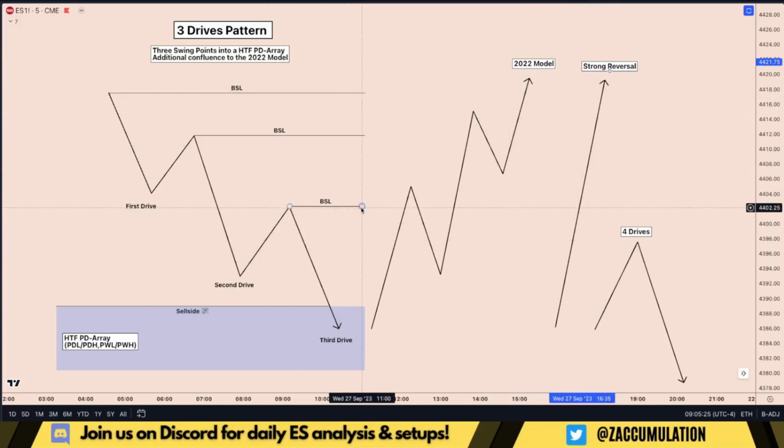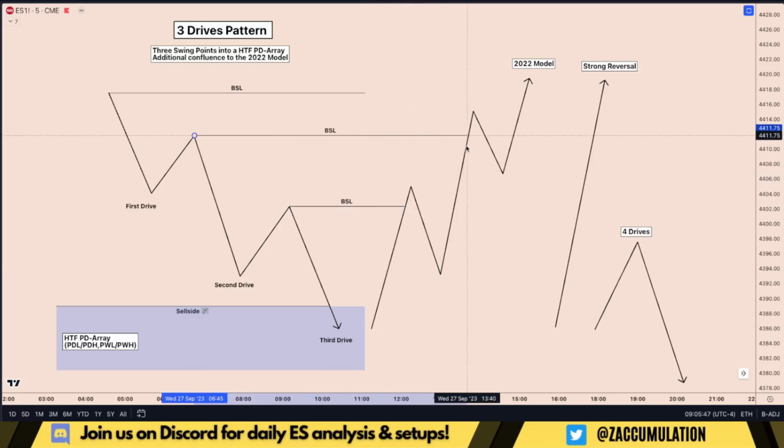And what do we do with the 2022 model? We run higher time frame sell side into a higher time frame PD array. We shift market structure, so we break that first high out of the free drives pattern. We get our pullback towards the optimum trade entry, a fair value gap or a breaker block, and then we continue higher to run out the second high.